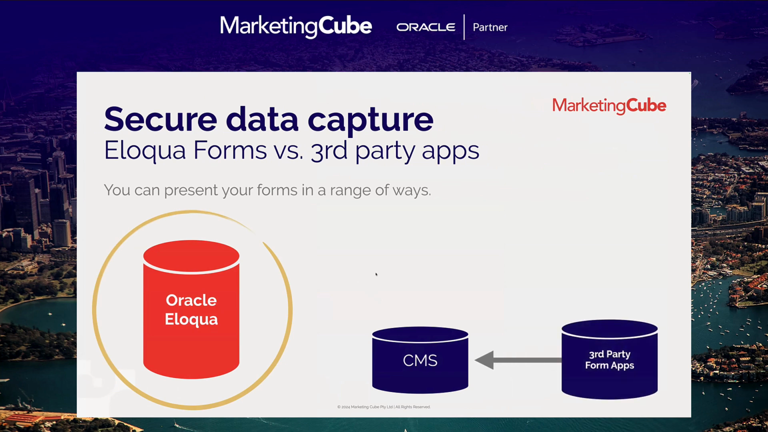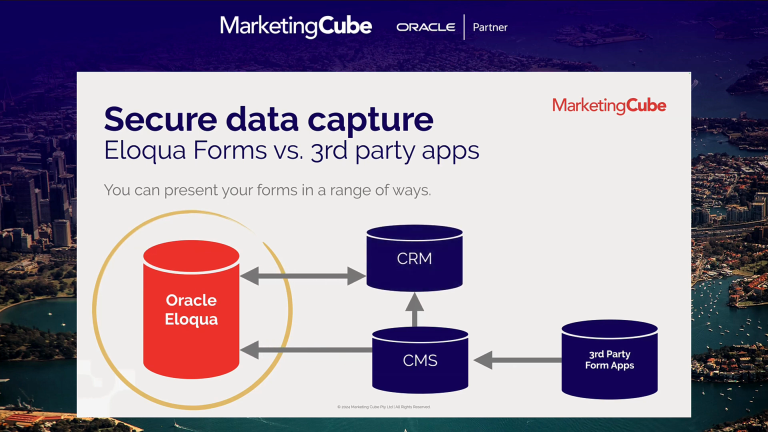Now, you may be using third-party apps to send and capture information, which is then potentially shared with the CMS. So think about personally identifiable data being shared and distributed across multiple locations. Then from the CMS, you may or may not send it to Eloqua. You may send it directly to the CRM. And as I said, in most cases, you will have the CRM and Eloqua talking together, so data is flowing backwards and forwards.